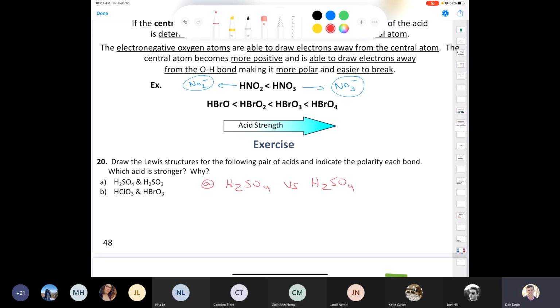Yeah, thanks. Exactly. It's going to be sulfuric acid. Why? Because more oxygens, right? They're going to pull that electron density away and stabilize that conjugate base. What if we look at B? We've got chloric acid and bromic acid. Which one would be stronger?